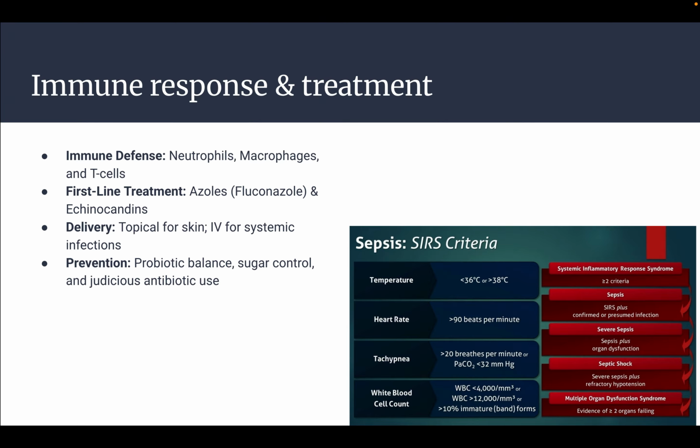So for the immune response and treatment, how your body's supposed to fight back, the body uses white blood cells called neutrophils, and they use them to eat the yeast cells. When the body can't do it alone, you use antifungals, which we know about antibiotics for bacteria, but antifungals are the version for the fungus.